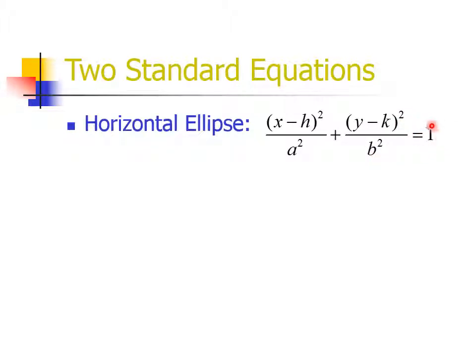Notice that this is different. When we saw the equation of a circle, the constant on the right-hand side of the equation was rarely 1. For an ellipse, that number will always be 1.